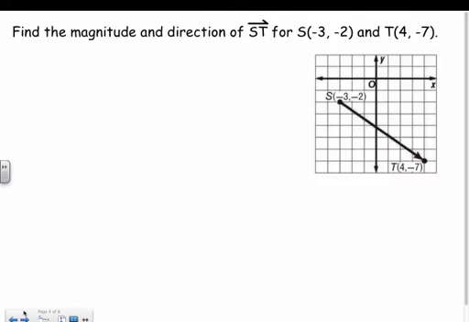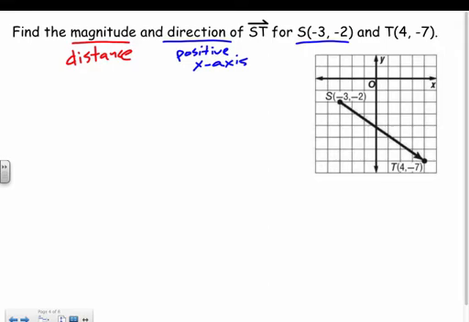All right, now let's get a little more challenging. It says find the magnitude. And remember, magnitude, that's just the distance of the vector. And the direction, and remember, direction is always off the positive x-axis. Those are our 2 keys here. Of ST. And it gives me my 2 points. You might have to graph the points. So it starts at S and it's going towards T. It's going towards this way.